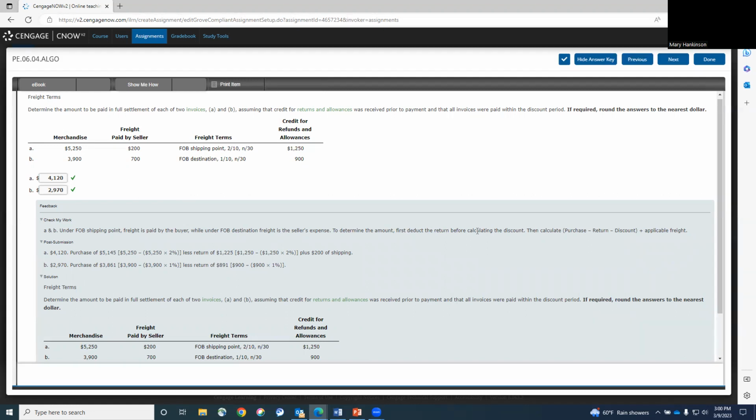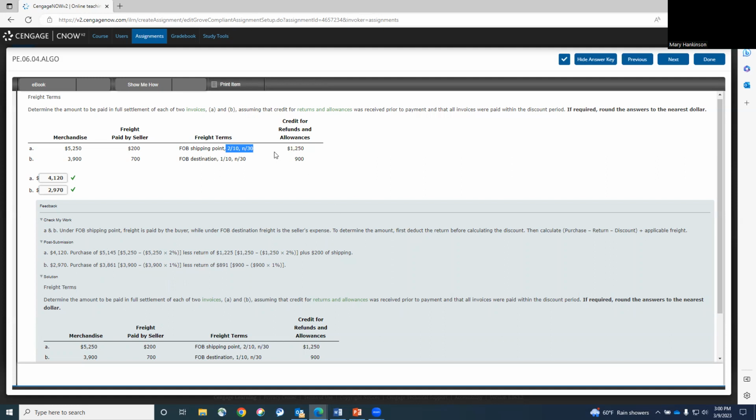First, deduct the return before calculating the discount, then calculate the purchase minus return minus discount plus applicable freight. So let's look at A. We have a purchase of $5,154. So how do we get this amount? Of course, we're going to apply the discount. Remember the terms and what they mean. This is a 2% discount if paid within 10 days, so we're going to apply that discount. We take 2% of the merchandise total of $5,250, and that equals $5,154.